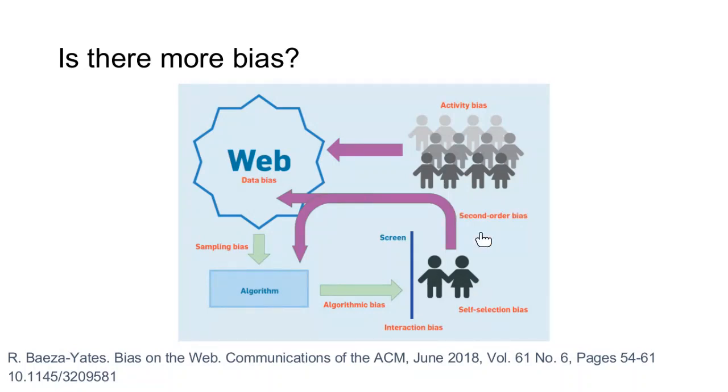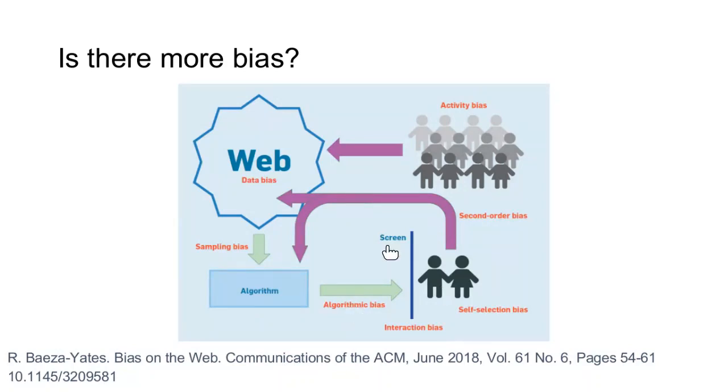Then he also talks about second order bias. What he means by this is, let's say you have a personalization system that creates a user profile based on what you click on, so what you interact with and what kind of documents you select. This creates a bias for the algorithm. If your user profile, created based on interaction, influences the algorithm, this will create more algorithmic bias.